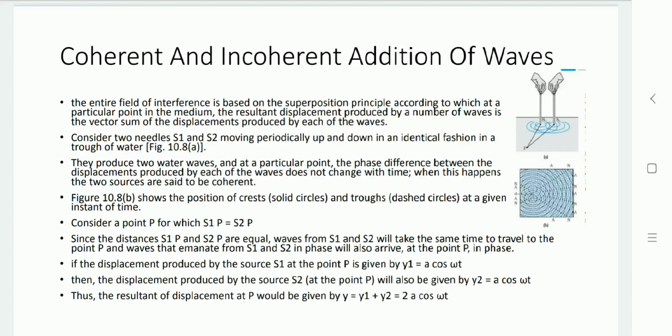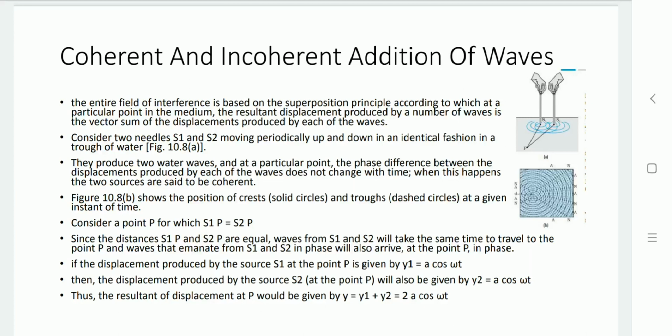So there is a phase difference generated between the displacements produced by each wave, which does not change with time. When this happens, these sources are said to be coherent. And in diagram B, we can see there is a crest and troughs at a given time.